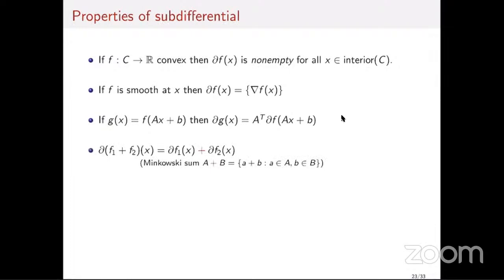Now, if you have two functions that are convex and you look at the subgradient of f1 plus f2, then this turns out to be the sum of the two subdifferentials. By the sum here, I really mean the Minkowski sum of the two sets, meaning that you take any element from the first set and any element from the second set and add them up. This will give you a valid subgradient of f1 plus f2.